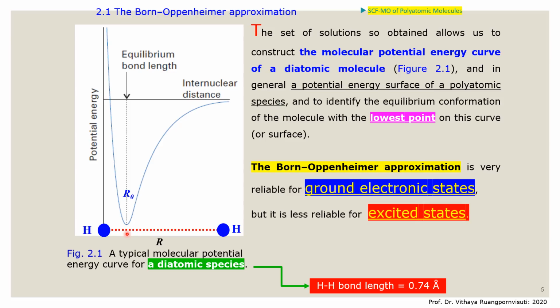This is the minimum of the potential energy. R0 is the equilibrium internuclear distance. This figure shows the molecular potential of the hydrogen molecule as the representative of diatomic species.